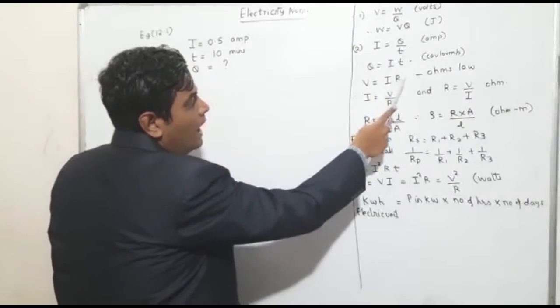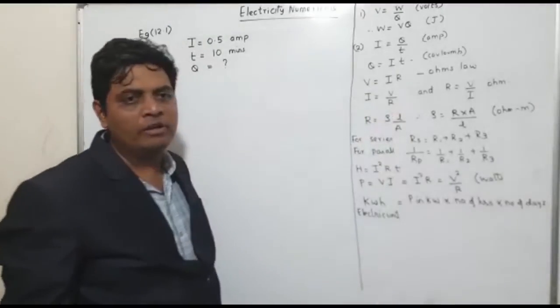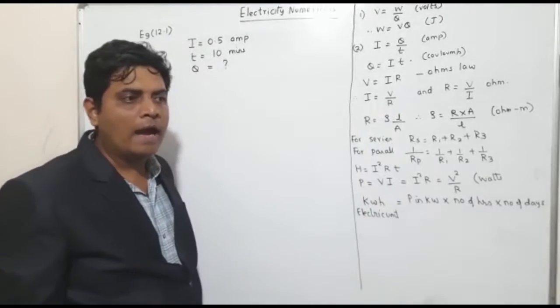V is equal to I into R. It is Ohm's law. How do we remember this? V is equal to I into R. V2 is equal to IR. So you remember V2 is equal to IR. So V is equal to I into R.